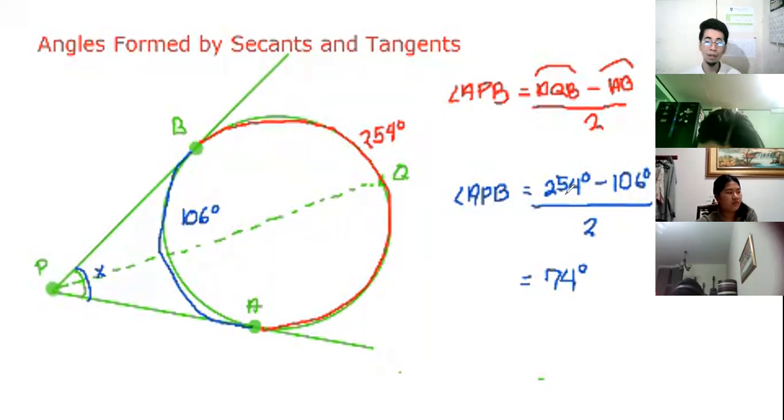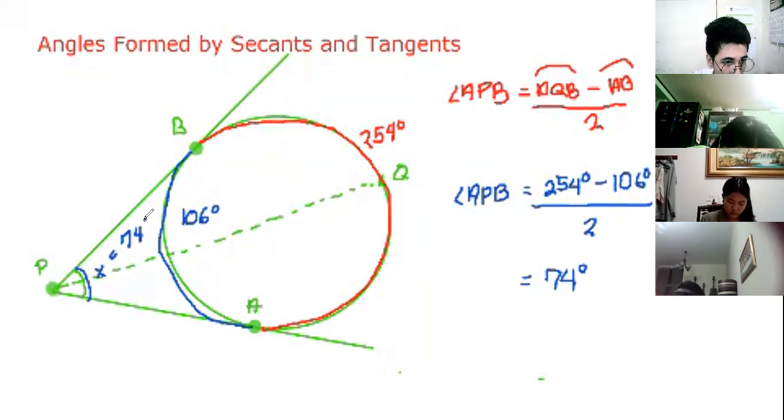So, 254 minus 106 magiging 148. Then 148 divided by 2, that is 74 degrees. So, ang measure nito is 74 degrees. This one measures 74 degrees. Naunawaan?